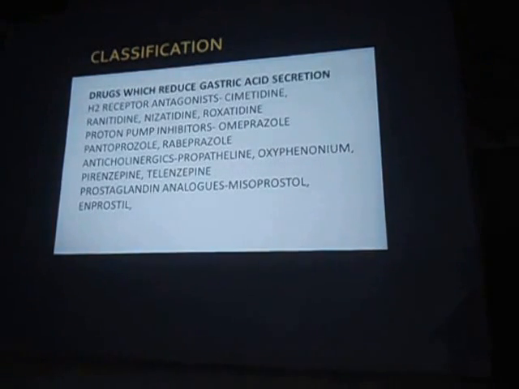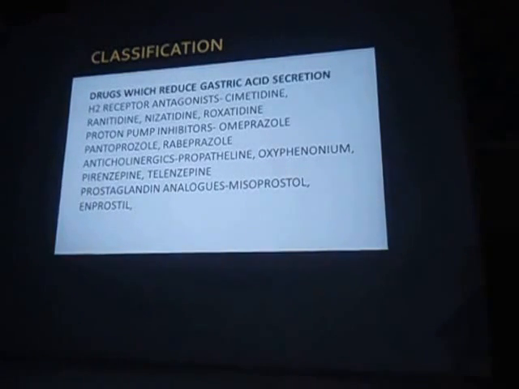Drugs which reduce the gastric acid secretion can be H2 blockers, that is cimetidine, ranitidine, roxatidine. Except for cimetidine, we have lesser side effects with the other drugs of this group, and they are well tolerated even at 5 times the therapeutic dosages. Anticholinergic drugs we use in refractory cases.